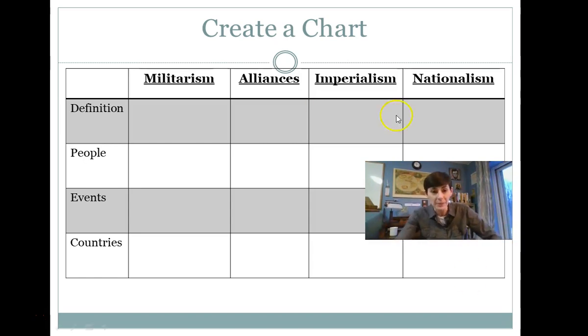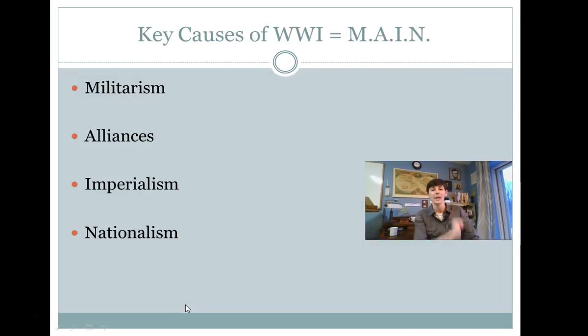So militarism is up top. That's going to be the first cause. Alliances, imperialism, nationalism. And then these are just some suggestions on the left-hand side here. I strongly recommend you leave in the definition part, but to help you organize and categorize things, I left these suggestions in case you want to use that. What we have is an acronym, and it is known as MAIN. So that should help you memorize these key causes. We have militarism, alliances, imperialism, with which we should be intimately familiar, my people, and nationalism finally.